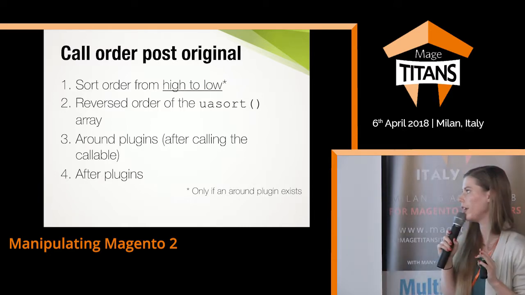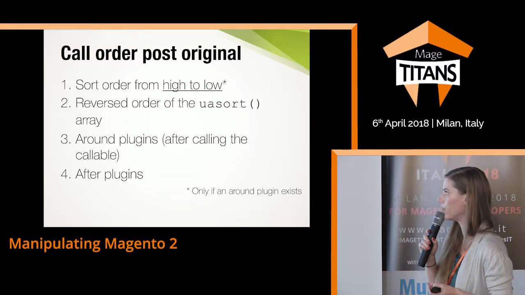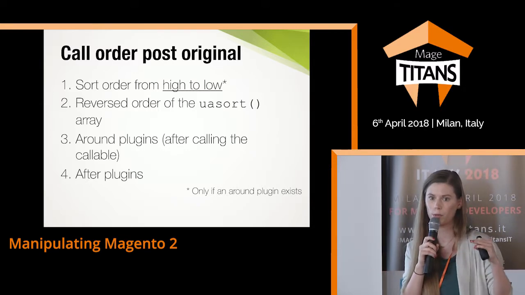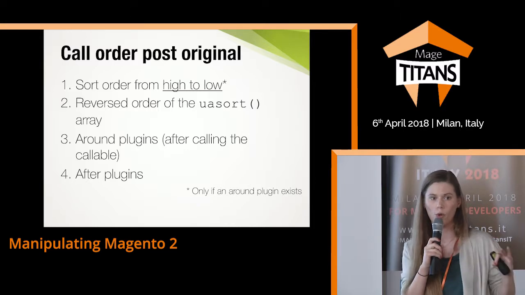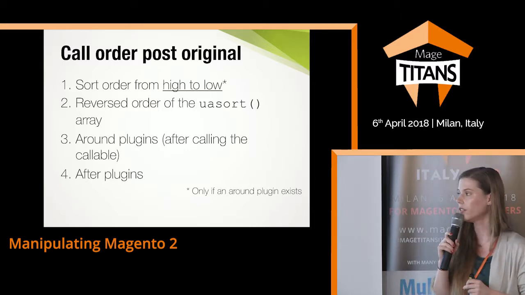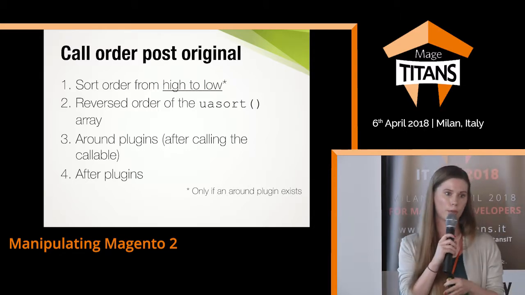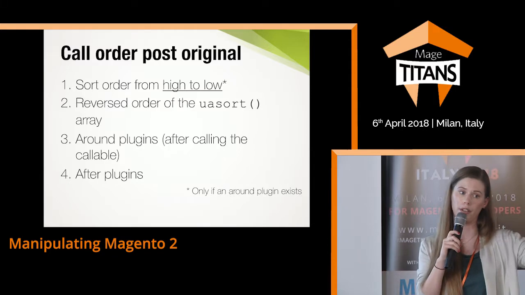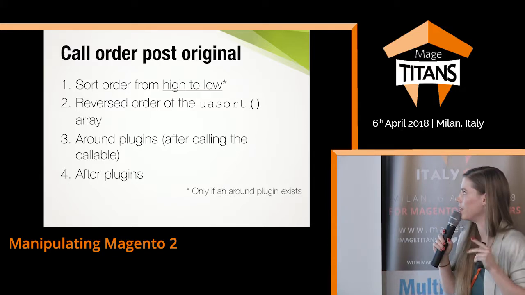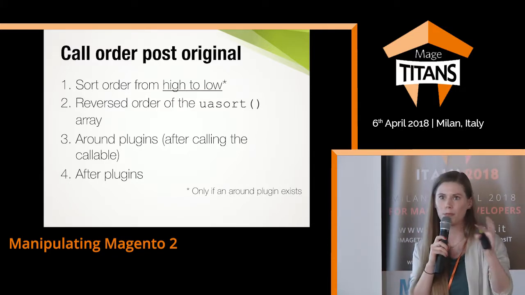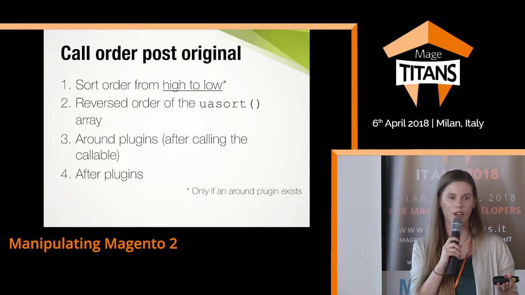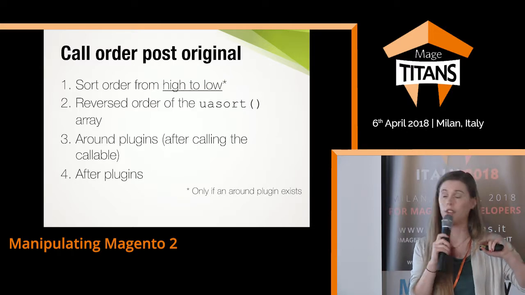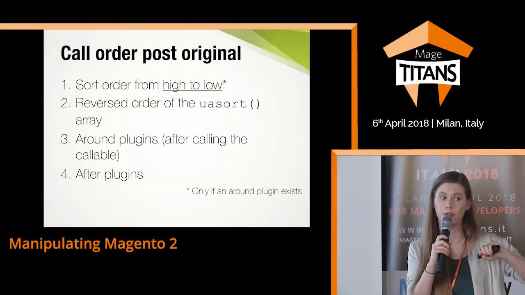Also, funny behavior: the high to low order only happens if there's also an around plugin for that function. If there's no around plugin defined for the function, so you only have before and after plugins, then it will not do high to low, but low to high. So a bit difficult. If you have a public function and it only has two after plugins, those will be called in the low to high sort order.